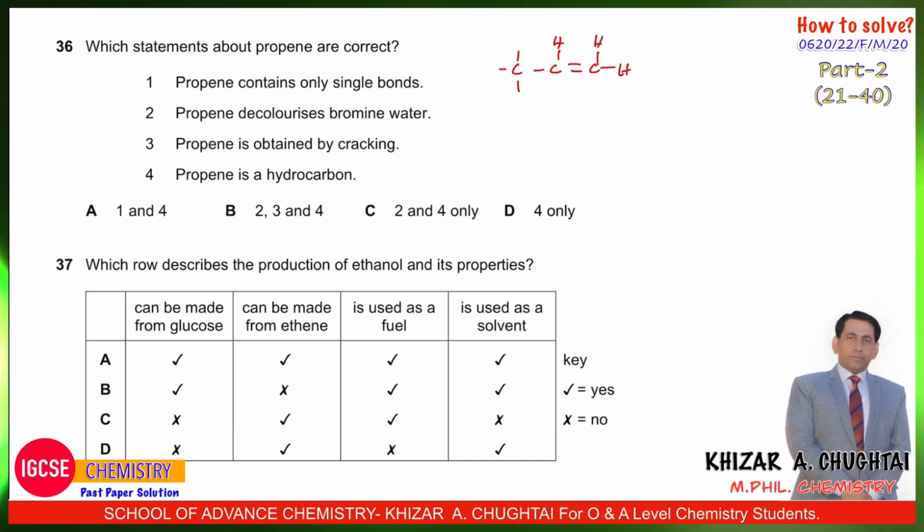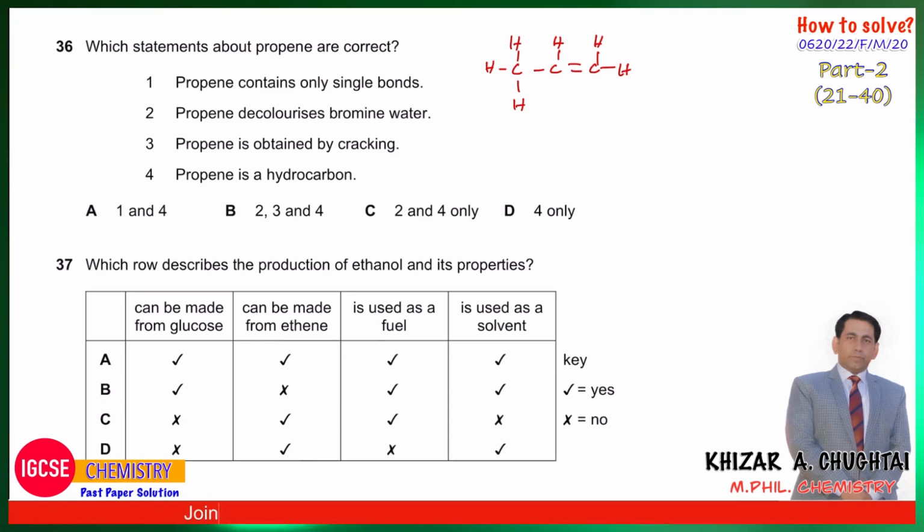I'm going to write its structural formula. Propene contains only single bonds? No, here is a double bond. So the first one is incorrect.